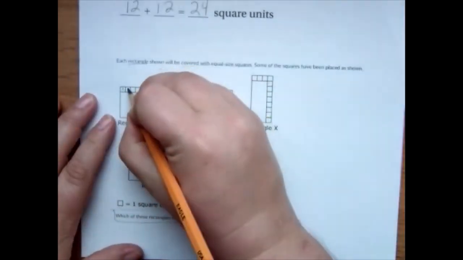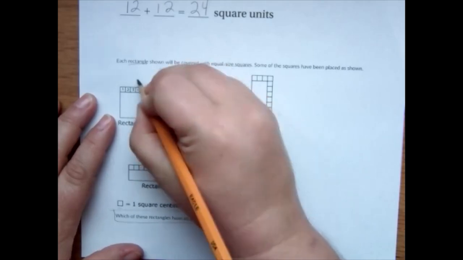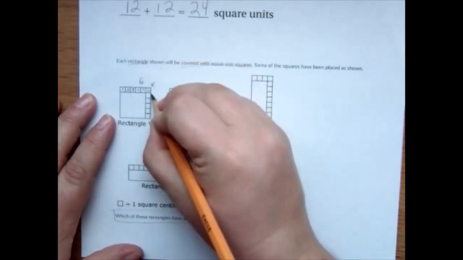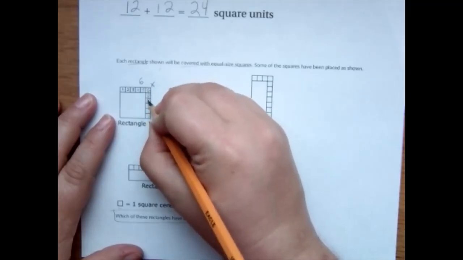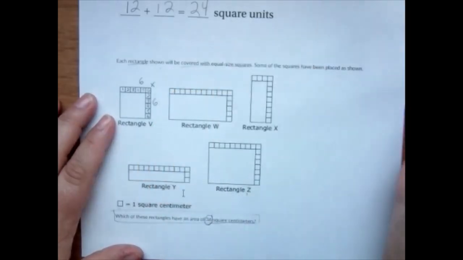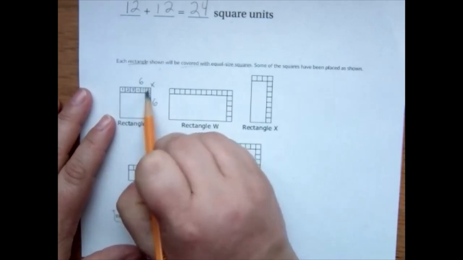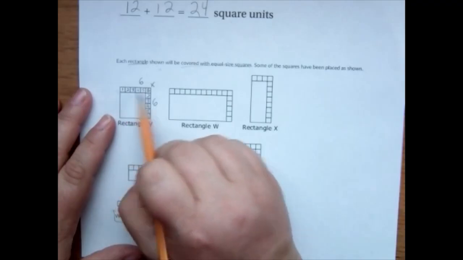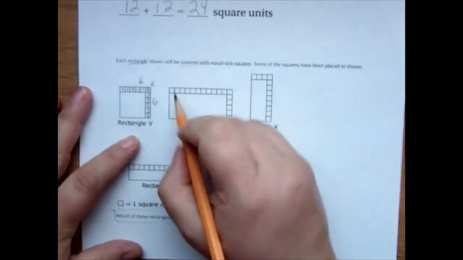So first, I'm going to start at V. 1, 2, 3, 4, 5, 6. So 6 times 1, 2, 3, 4, 5, 6. 6 times 6. Now, if you need to, I could have also written 1 on top of this 6 because they put it on this side. I did it a little backwards. All right, now let's go to W.